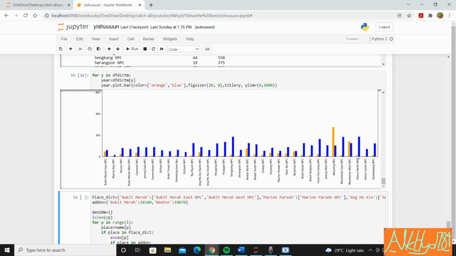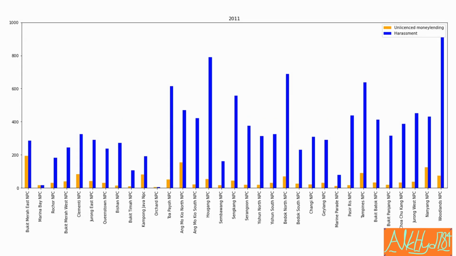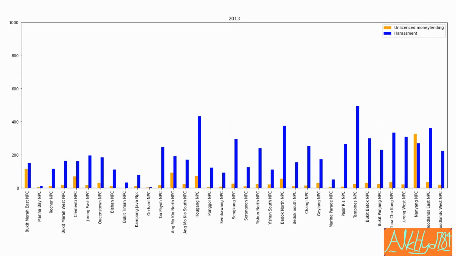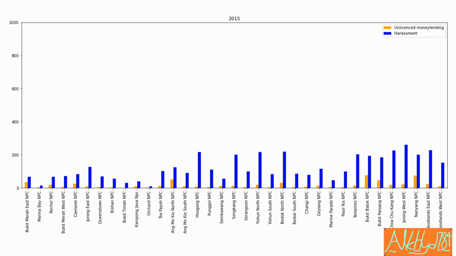but maybe that is what we should be talking about, the fact that there's a lot of harassment cases. I just realized that there is quite a few harassment cases in Yishun. Yeah, that is the conclusion. Although there are some other places that do kind of match it to some extent, especially Woodlands. Woodlands is really the main competitor here at this point. So here's the animation for the 2011 until 2020 data.